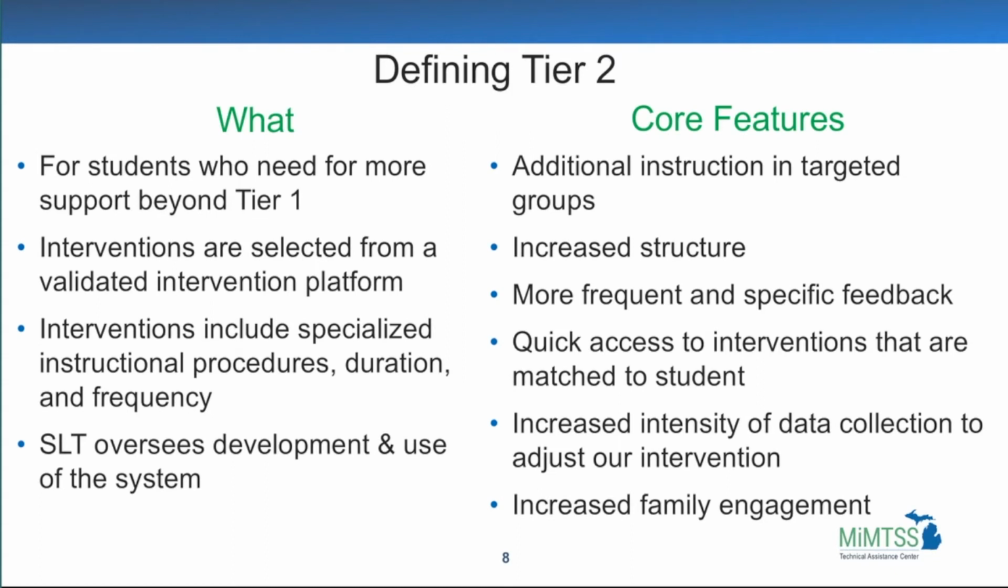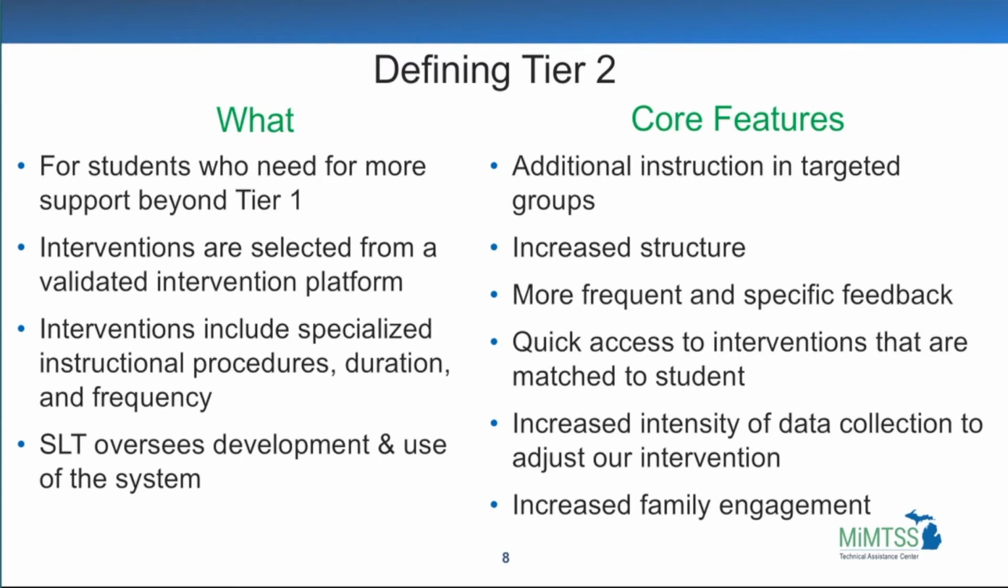Tier 2 seems to be the tier that has the most variety of definitions and the most misconceptions. We want to make sure that we are all on the same page when it comes to defining Tier 2. Tier 2 is for students who have need for more behavioral support beyond Tier 1. Interventions are selected from a validated intervention platform versus things like just making accommodations, which falls within Tier 1 effective instruction. Interventions include specialized instructional procedures, duration or length of time, and frequency, how often the intervention is provided.